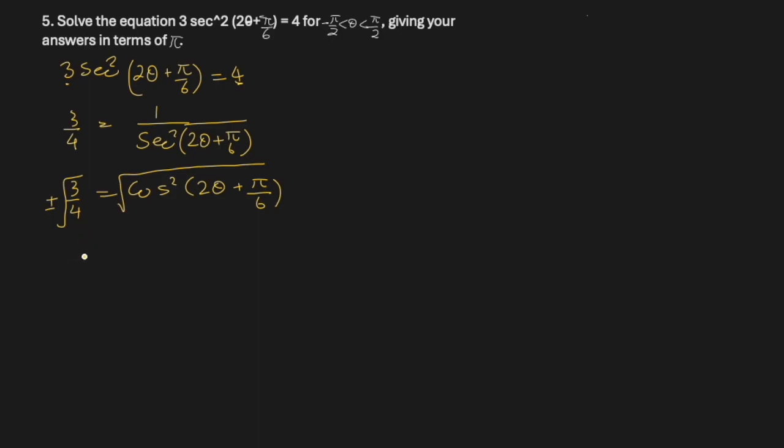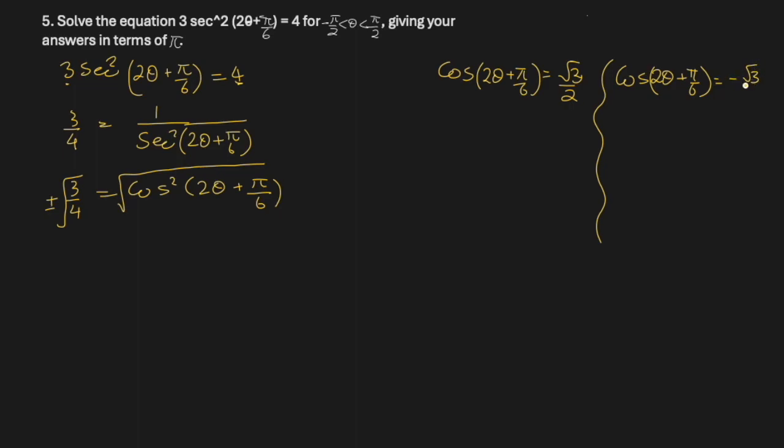Alright. So my first possibility becomes cos 2 theta plus pi by 6 is equal to square root 3 over 4. Let me write square root 3 over 2 because 4 has a square root, right? So square root 3 over 2, and second one cos 2 theta plus pi by 6 equal to negative square root 3 over 2.